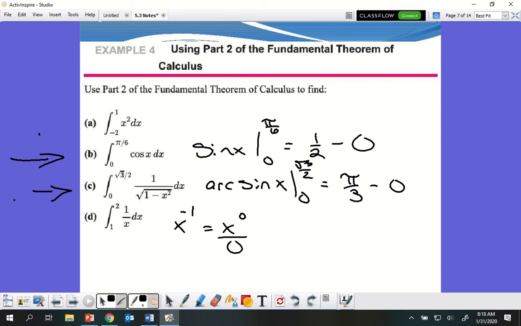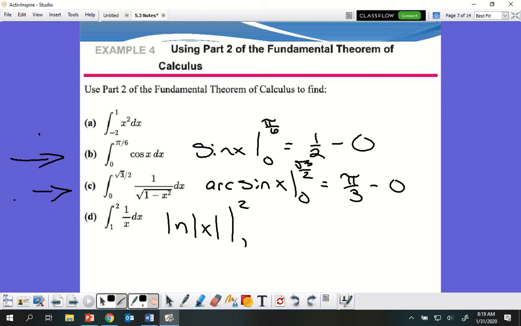That's when you should have something in your brain kick you right behind the eye, right there. And you should know it's going to be an ln. That's where it comes back in to remind you. So that's going to be ln of the absolute value of x, from 1 to 2.